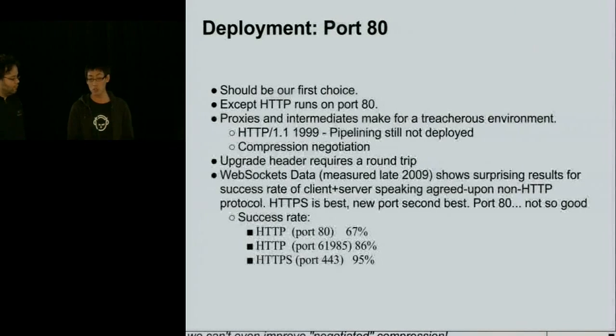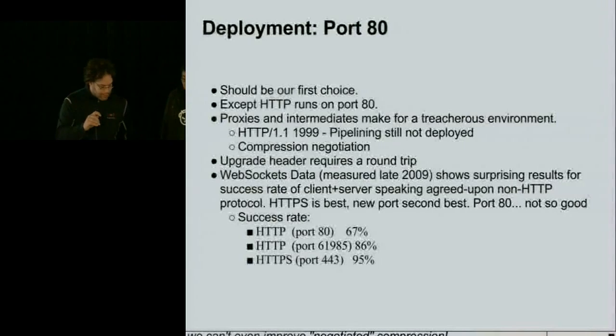Luckily, while we're talking about our deployment strategy, the WebSocket team was trying to test out how best to deploy WebSockets. And they ran this experiment within Chrome where they tried to connect to port 80, port 61985, and port 443 and speak WebSockets. And as you can see here, the success rates are pretty horrible for port 80. It gets better for port 61985, but really, if you're actually trying to deploy it widely on the internet, port 443 is the clear answer.